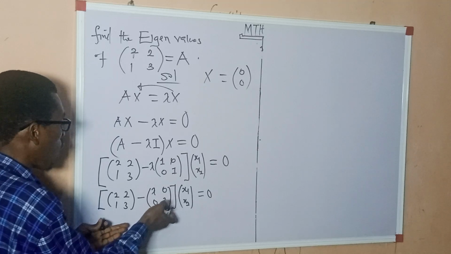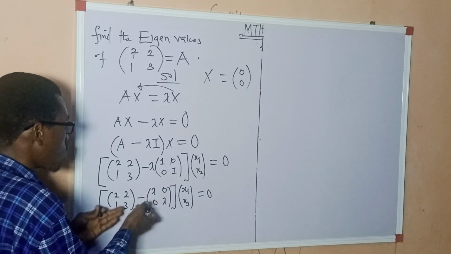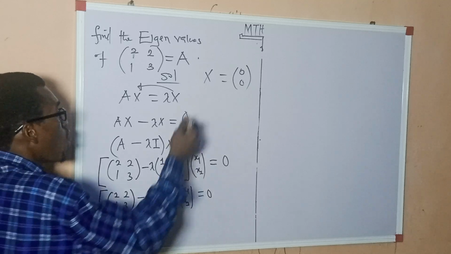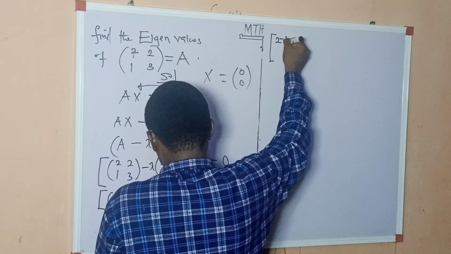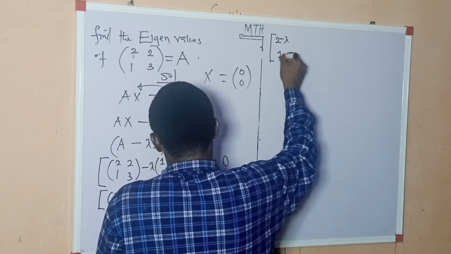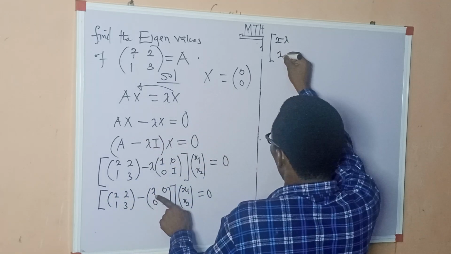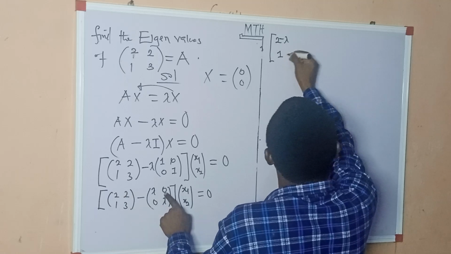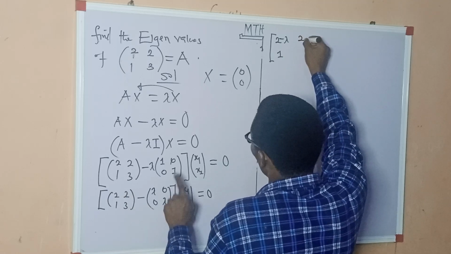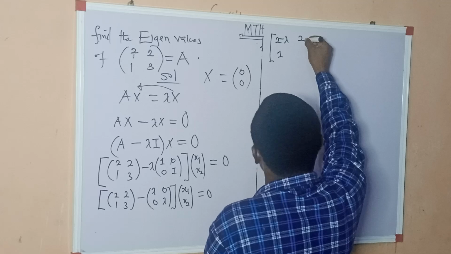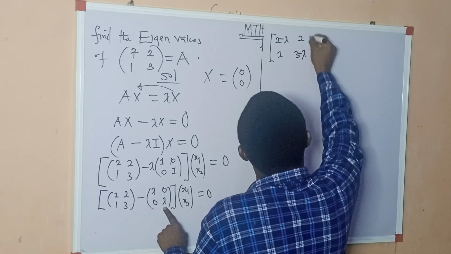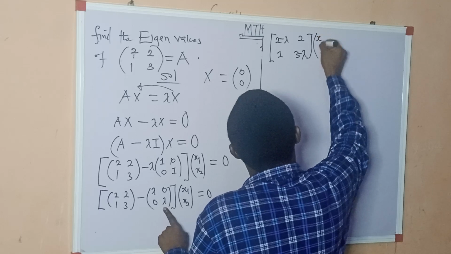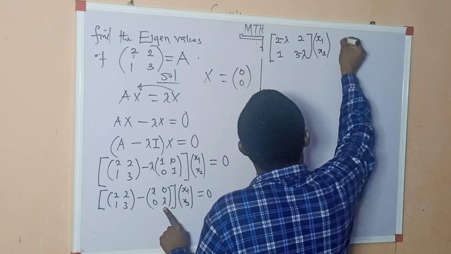That means that they are conformable to subtraction. So subtracting corresponding entries, we have the result as 2 minus lambda, and 1 minus 0 will give me 1, all right? Then we have 2 minus 0 over here will give me 2. So you have to subtract corresponding entries. Don't forget that. Then 3 minus lambda will give me 3 minus lambda, all right? All multiplied by x1, x2, and that will give us 0.